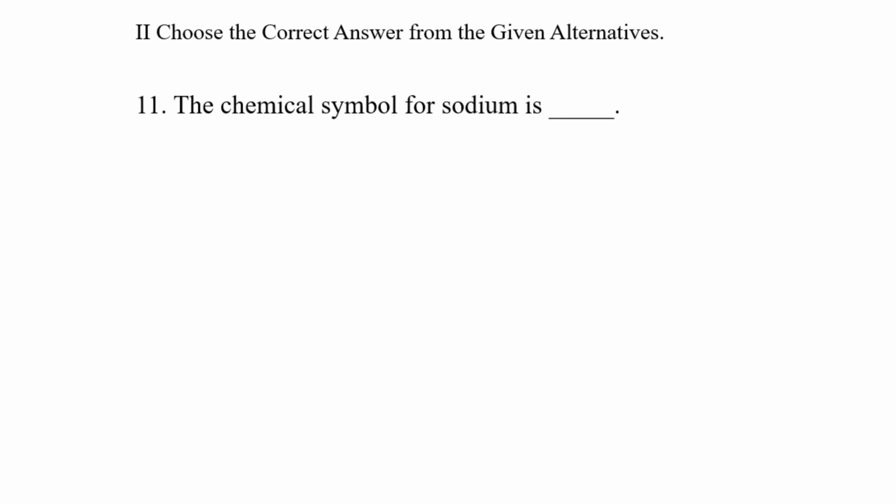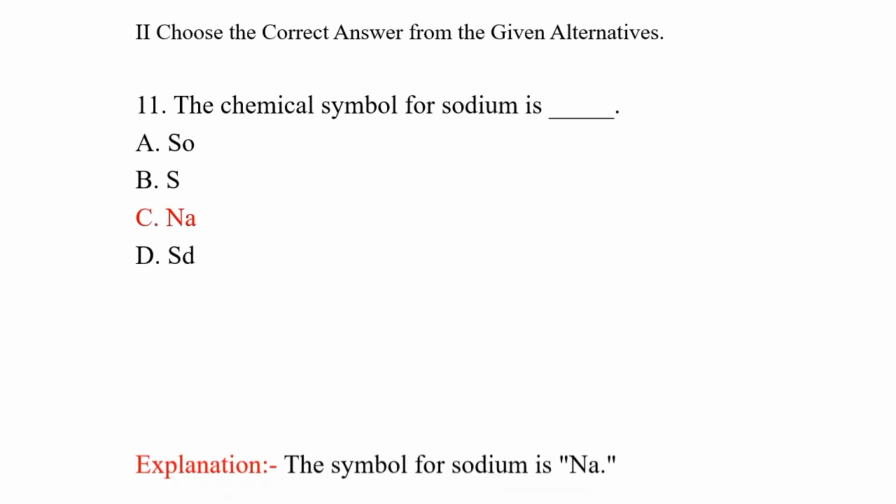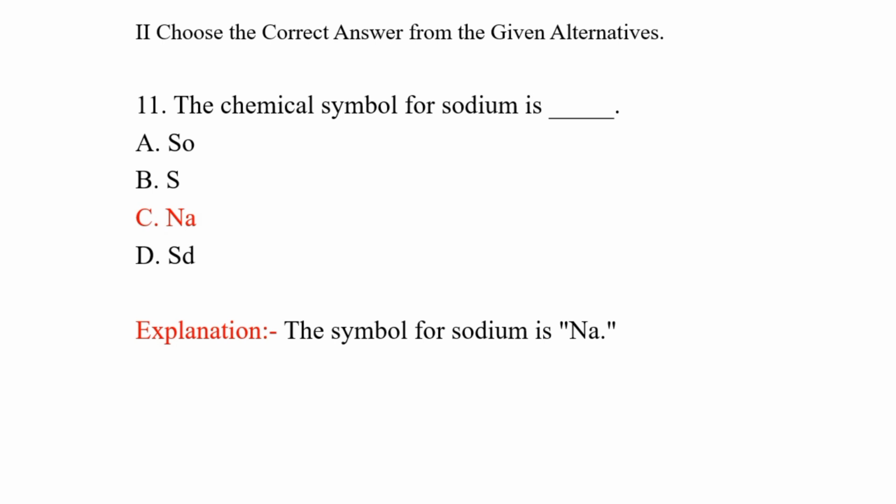Question number 11. The chemical symbol for sodium is A, SO, B, S, C, Na, D, Sd. The answer is Na. The symbol for sodium is Na, which is a Latin name derived from natrum.